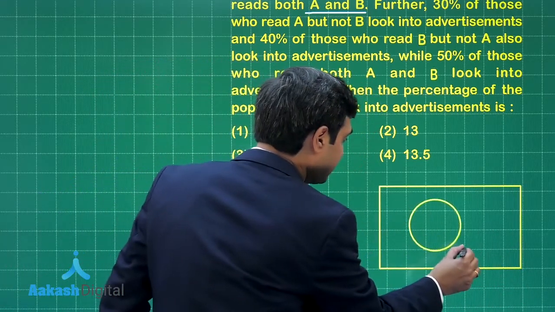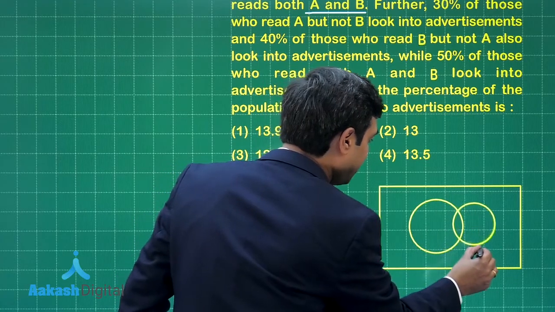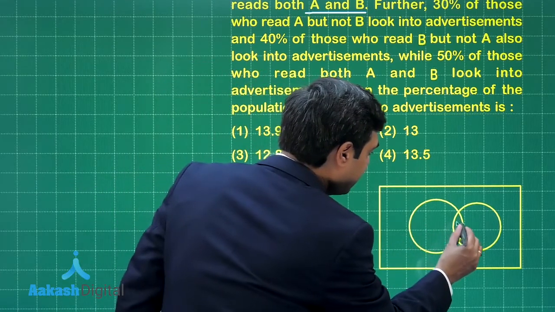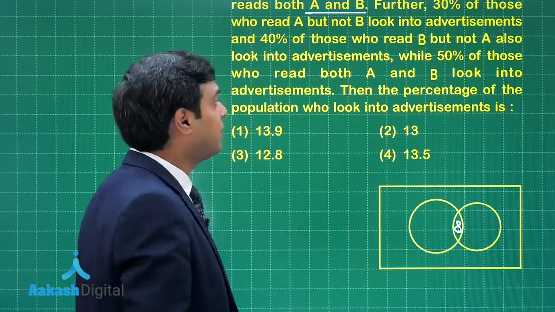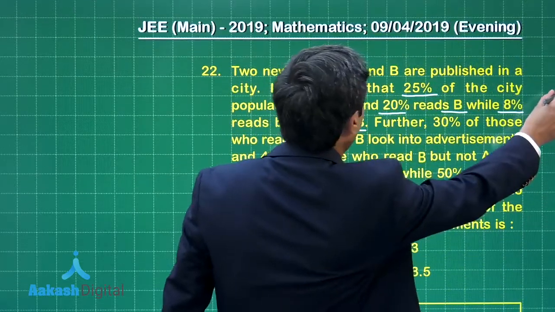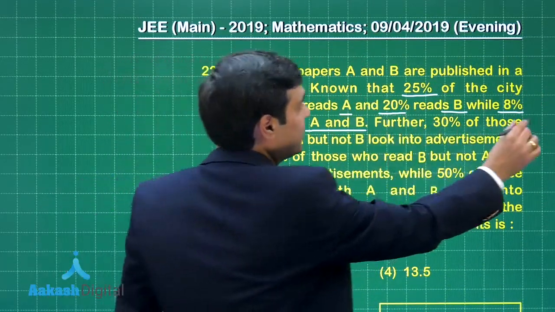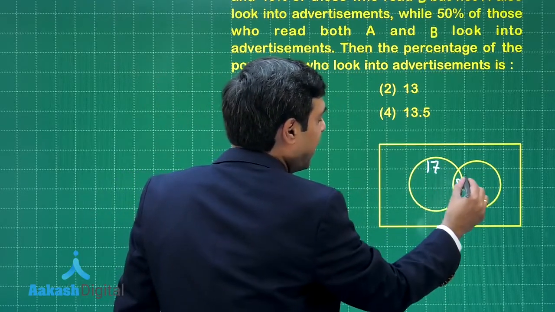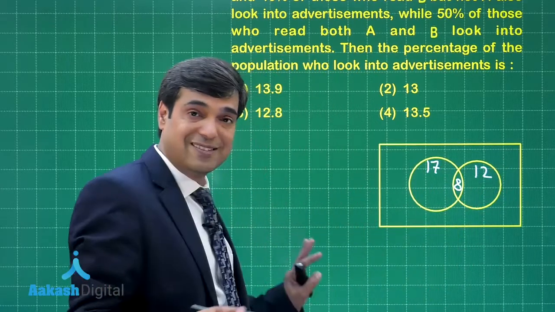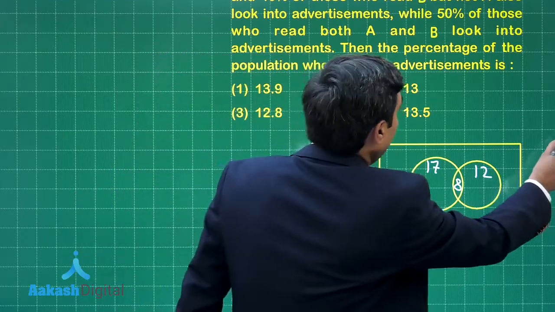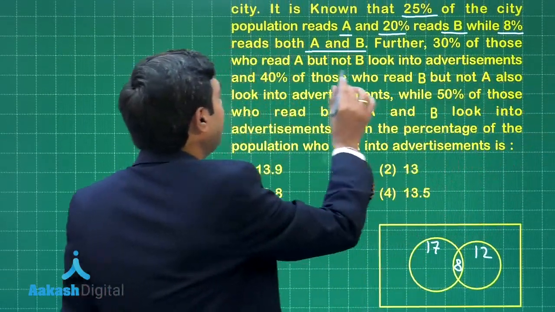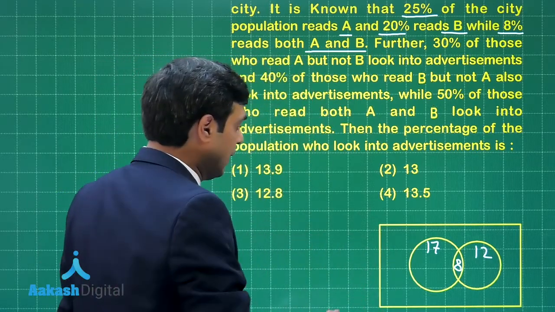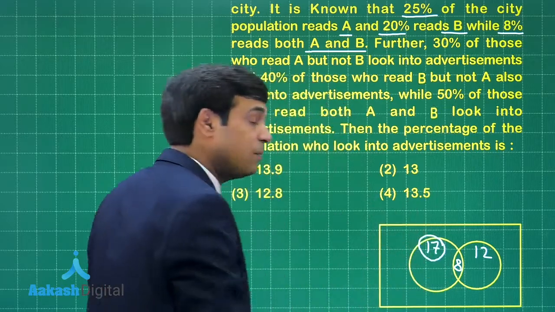Draw the two sets for newspaper A and B. Right now, the question says 8% are reading both. Right? How many are reading A? It is 25%, while B it is 20%. 25% meaning this is 17 and this is 12. This is clear? Next, it is given that 30% of those who read A but not B look into the advertisement, meaning 30% of this 17%.